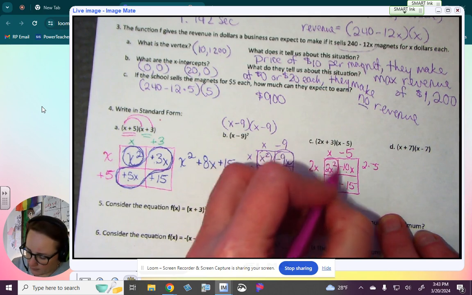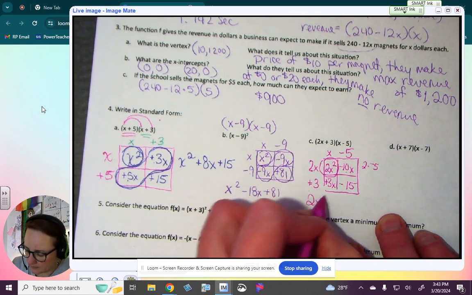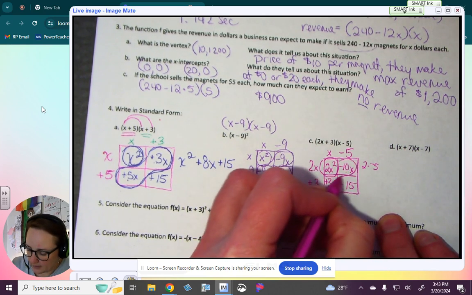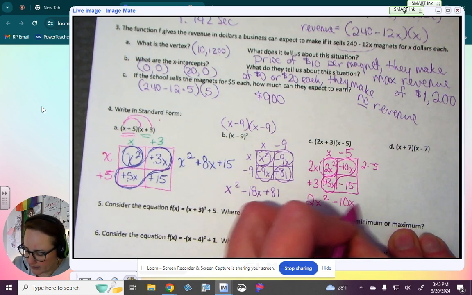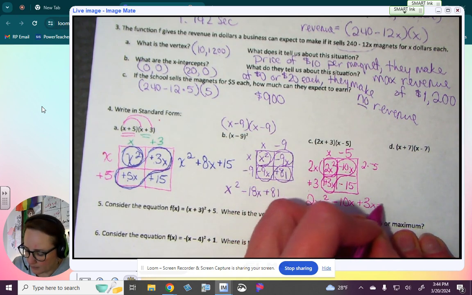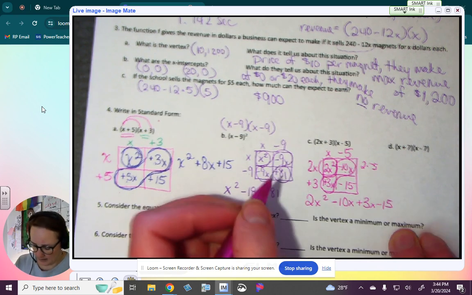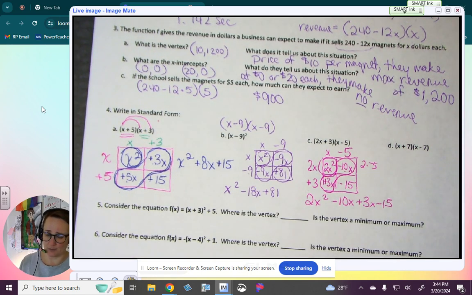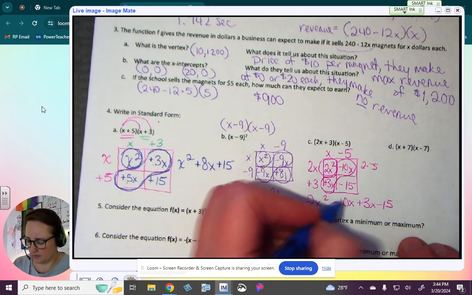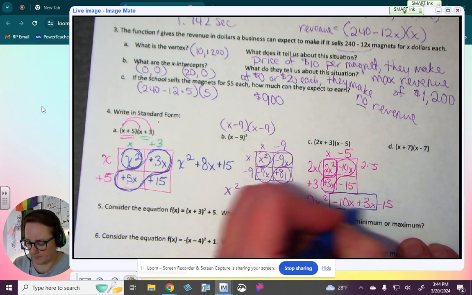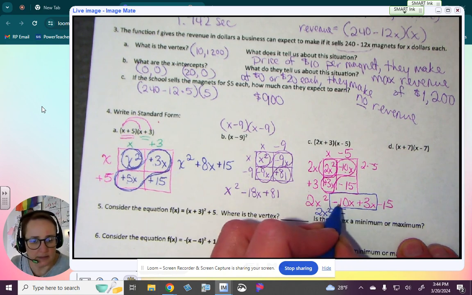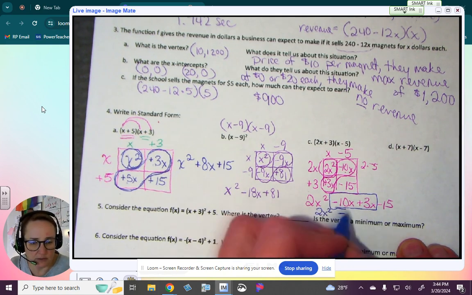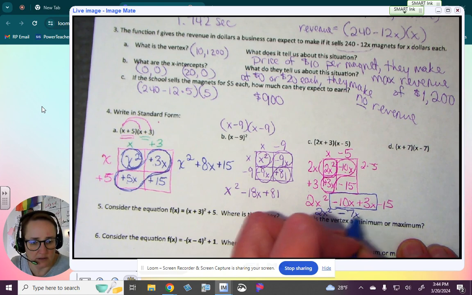So standard form, 2x squared. Negative 10x plus 3x. Remember, you can always write each of those boxes out if you like to see it this way, and then combine those like terms. Okay, that's fine if you do it that way too. Some people like it. 2x squared. Negative 10 plus 3 is a negative 7.